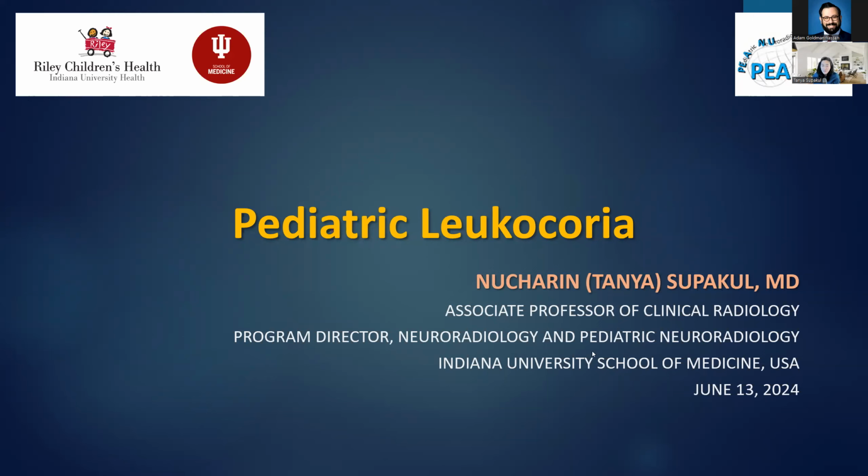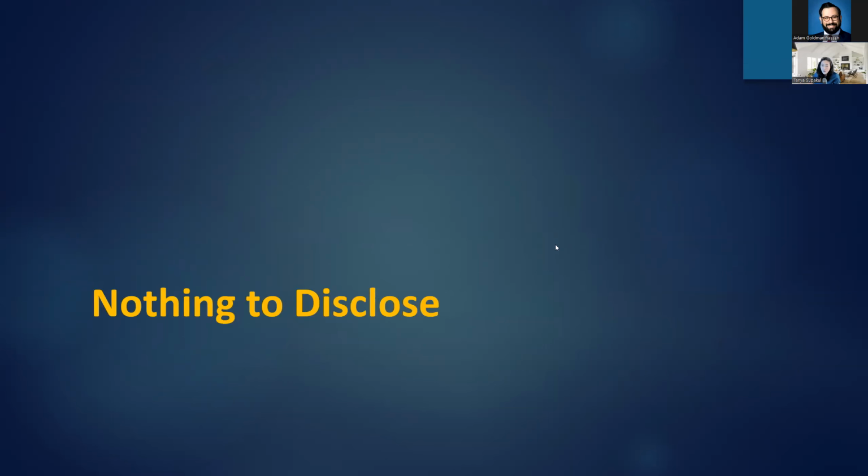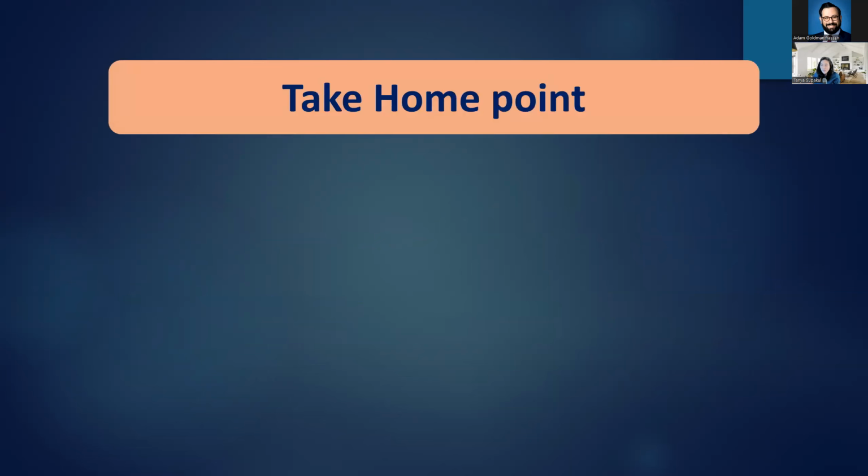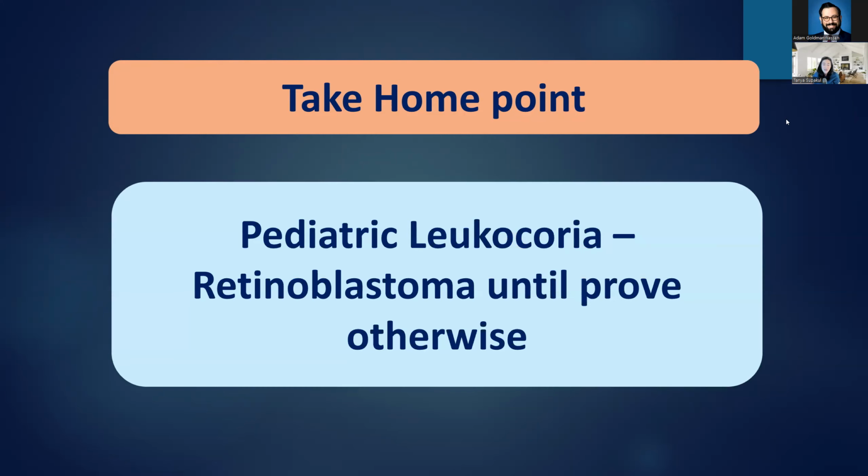So today I'm going to talk about pediatric leukocoria. I would like to highlight a couple of things that we commonly see in practice. So, nothing to disclose. I would like to start with the take-home point for the patient with leukocoria. The take-home point is that when we have a pediatric patient with leukocoria, we need to think about retinoblastoma until proven otherwise.